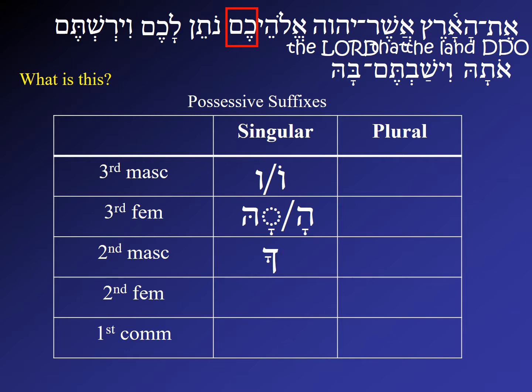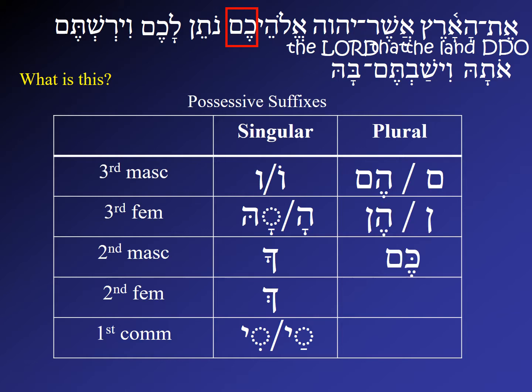We'll talk more later about when each of these is used. Second masculine singular, cha, with the bow tie. Second feminine singular, ch, with the pearls. First common singular, either e or I, and we'll talk later about the difference in those two. The plural, either hem or just mem in the masculine. The feminine, just hen or just nun. Second masculine plural, kem. Second feminine plural, ken. First common plural, nu.